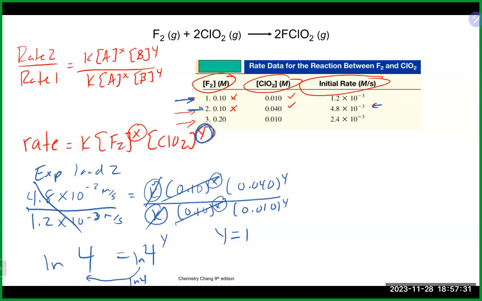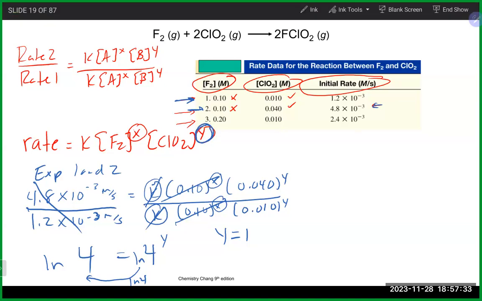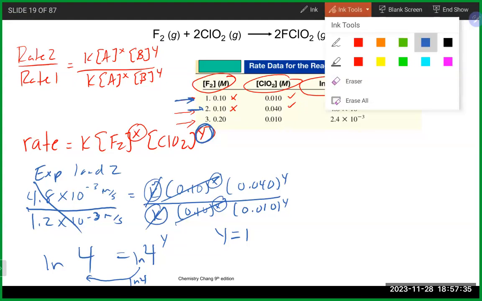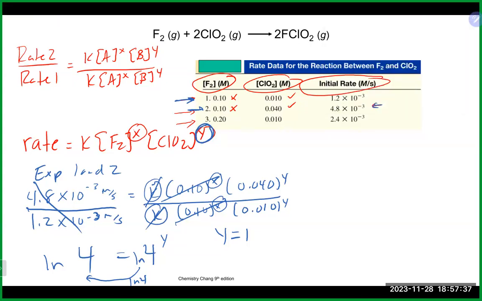Now that we did that, we're going to go back to the table and we're going to find 2 entries where we're going to keep the ClO2 constant. So that is entry number 3 and entry number 1. We'll keep that one constant and vary the other. So if we look at experiments 1 and 3 in this case.